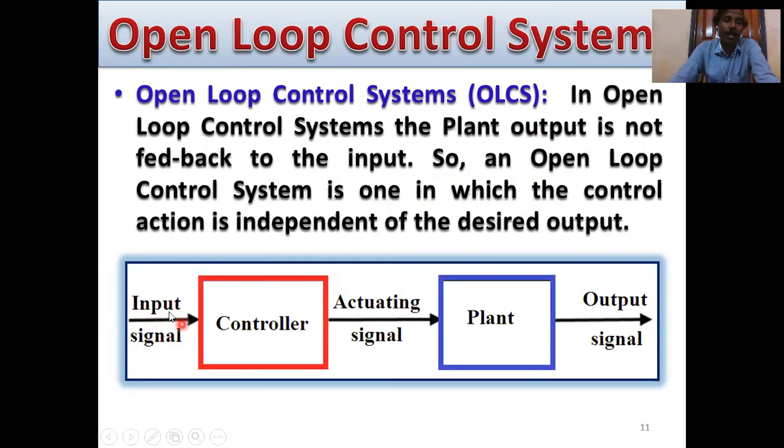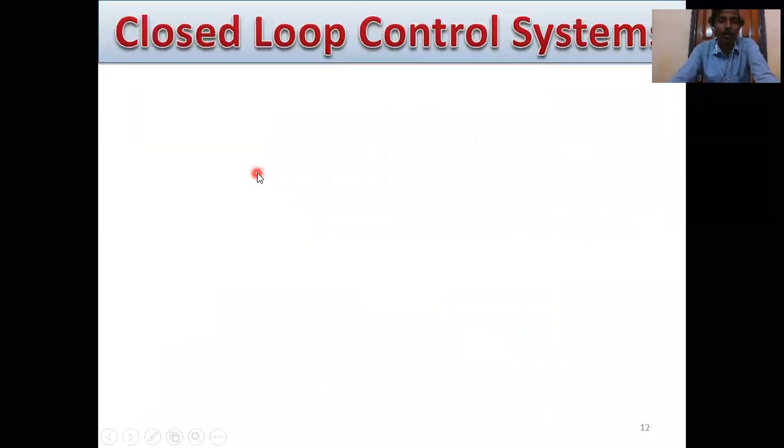This can be a step, impulse, parabolic, sinusoidal, any type of input you can apply, and this is the controlling section and controller part, and this is the actuating signal, and this is the plant or process and physical object, and this is the output system signal. This type of operation is called open loop control systems because there is no feedback path. In this case, no feedback. That's why this type of control system is called open loop control systems.